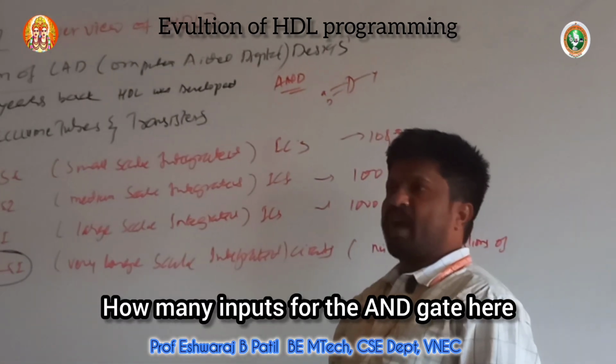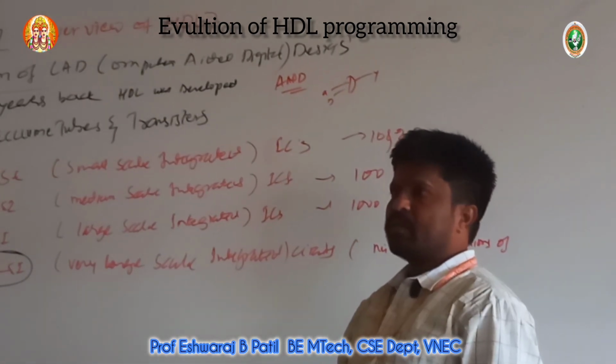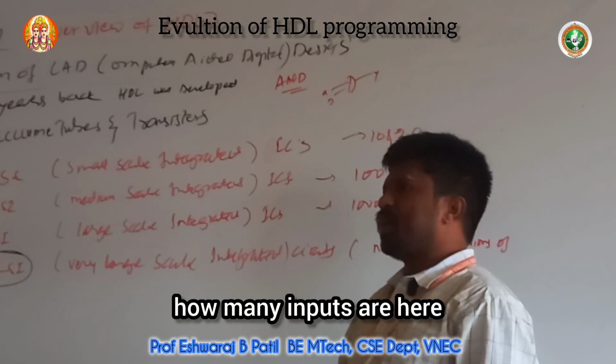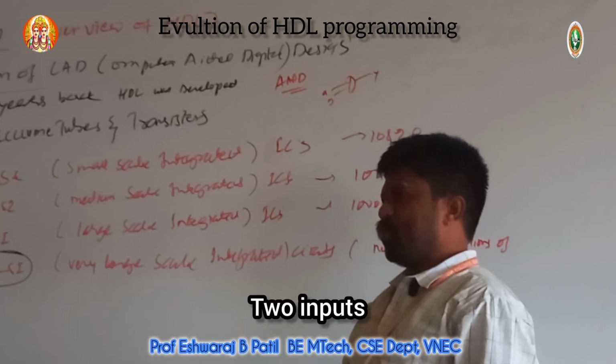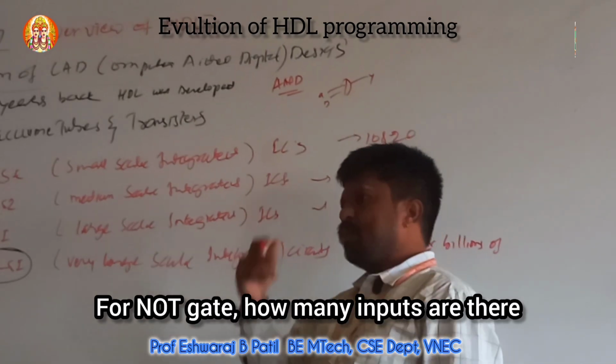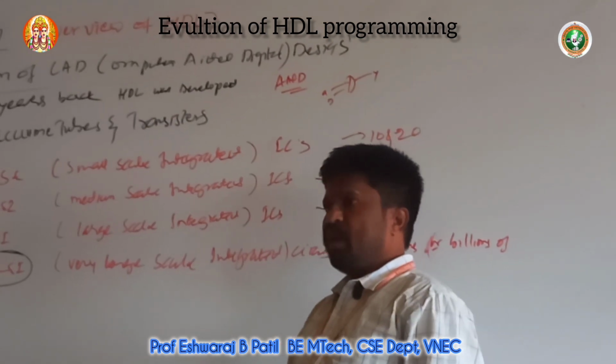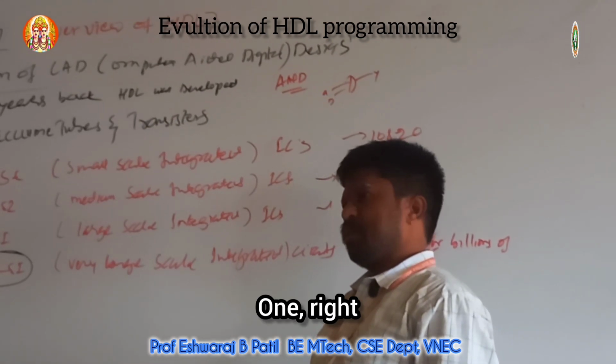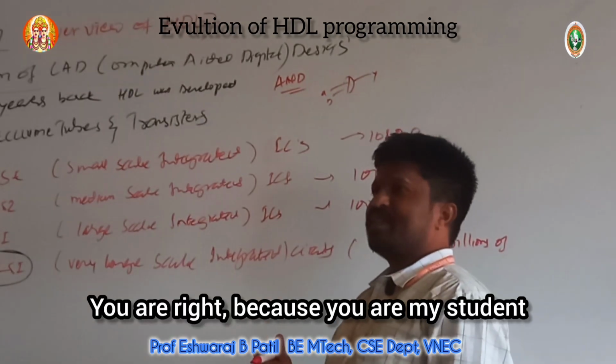How many inputs are there for the AND gate here? Sneha, how many inputs are here? 2 inputs. For the NOT gate, how many inputs are there? Only one, right? 2 or 3? 1. Right, you are right. Because you are my student.